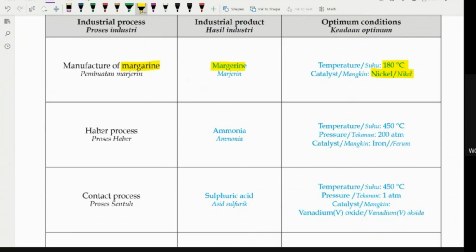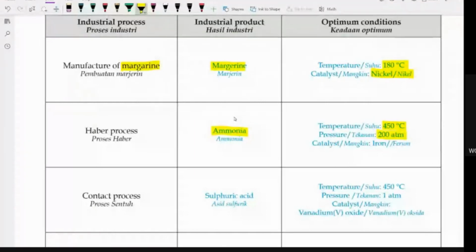Okay. So number two, the Haber process. The industrial product will be ammonia. Temperature 450 degrees Celsius. Atmospheric pressure. The catalyst used is the iron.